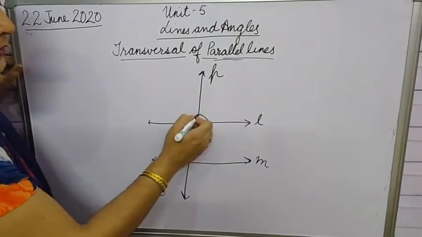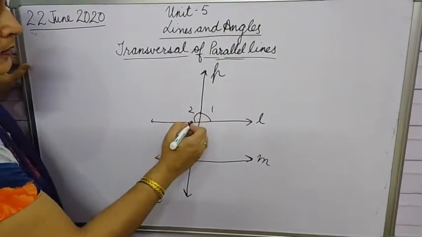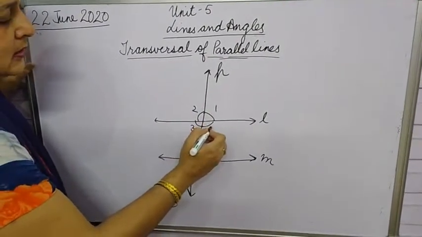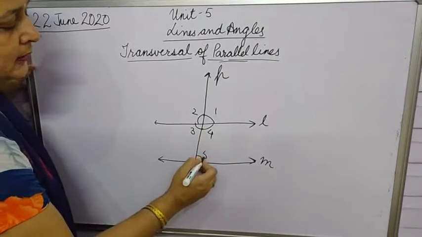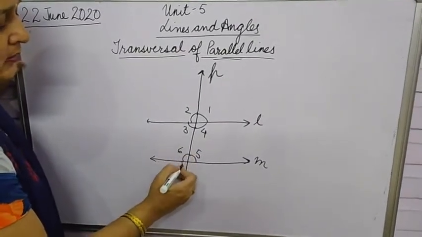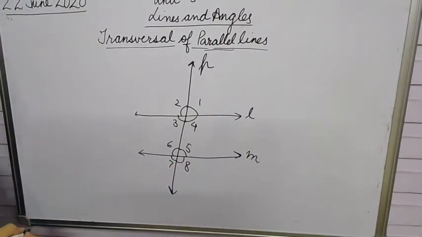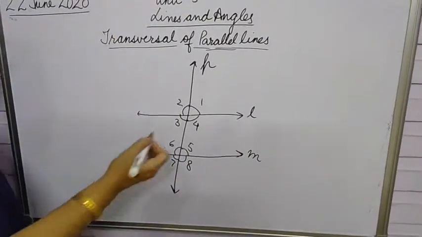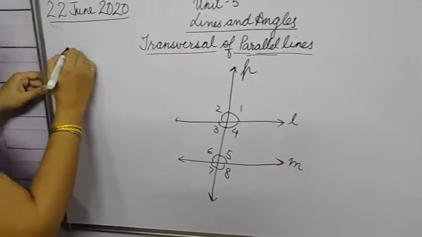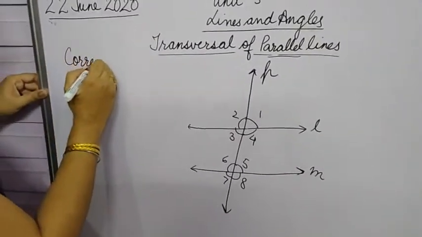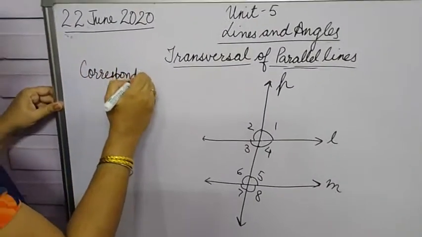Now again, when this transversal cuts these two parallel lines, we can see, as we had discussed earlier, that angles 1 to 8 are formed whenever two lines are intersected by a transversal. Now these lines are parallel lines. So what are the corresponding angles here?